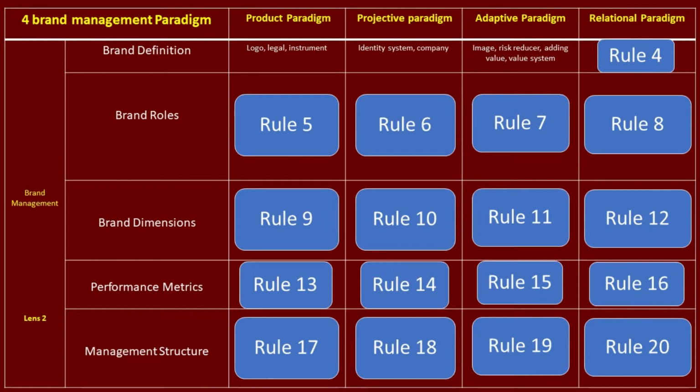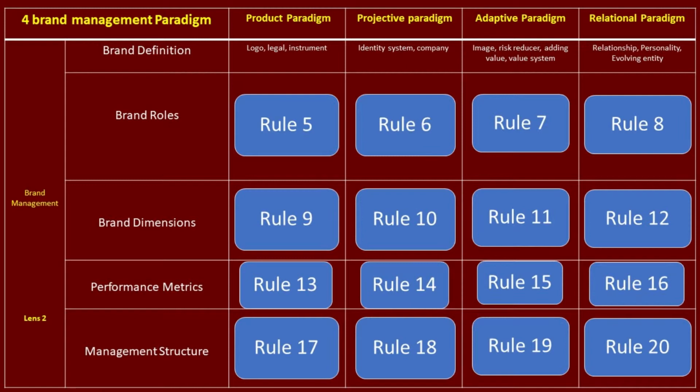It is understood as one of the value addition or the value system of the company. The fourth rule is when marketing vision is based on relational paradigm, the brand is defined as an evolving entity, the reflection of a personality or a relationship partner.